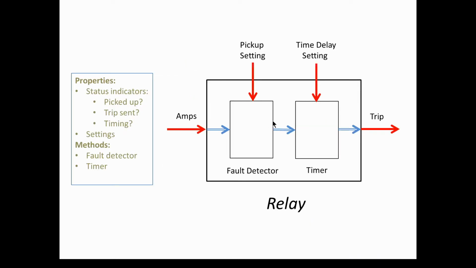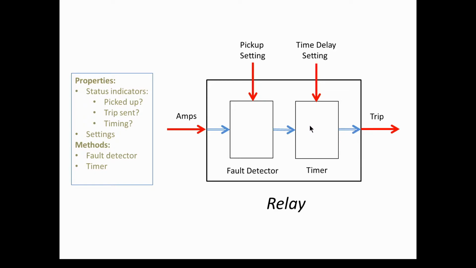Now, let's think about how we would apply this to C# or object-oriented programming. So if you look at this model block diagram of a relay, you can see, well, there's 2 main functions. It performs one function to check if the actual amps in the circuit is greater than what you expect in terms of this pickup setting, and another one which is a timer. And it gets an input from this fault detector. If there's a fault, it starts the timer, and the timer times for the time delay setting and then sends a signal out.